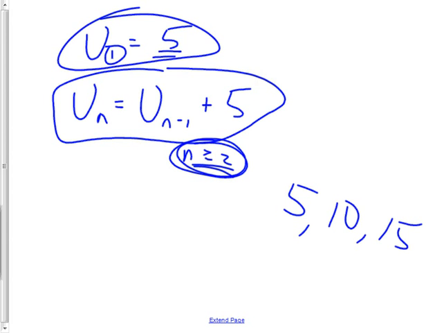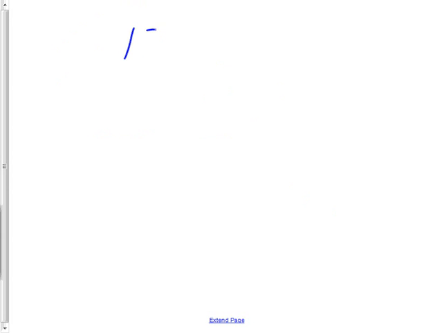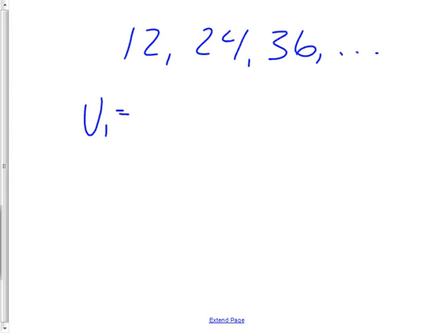All right, and you could go the other way. This is a little harder now. 12, 24, 36, write me the formula. I'll give you a hint. It always starts with the U sub 1. How many of you knew to start with U sub 1 equals 12?